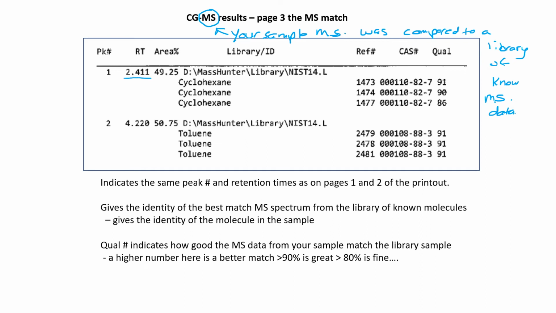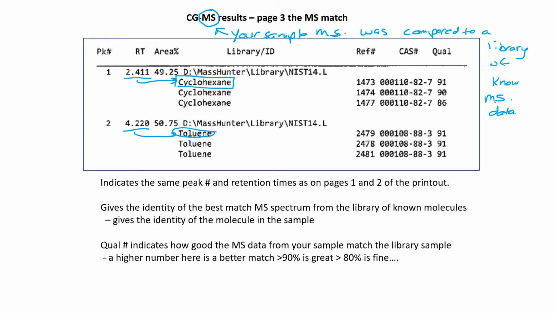You had a retention time at 2.4 minutes. You had a retention time at 4.2. The molecule that's predominantly present in that first retention time peak is cyclohexane. At 4.2 minutes, the molecule that's predominantly present is toluene.